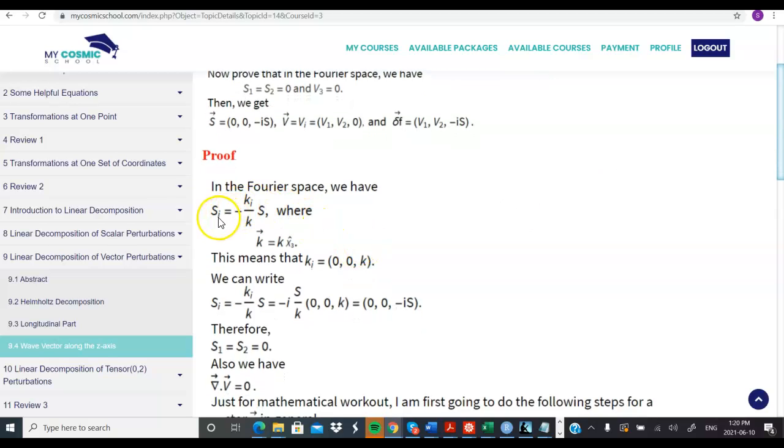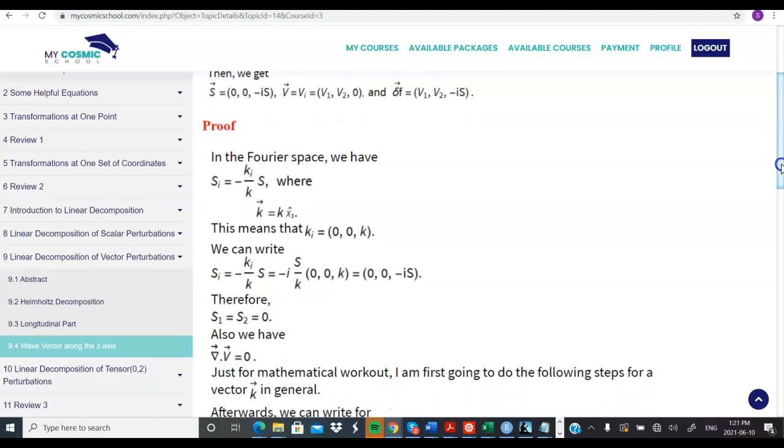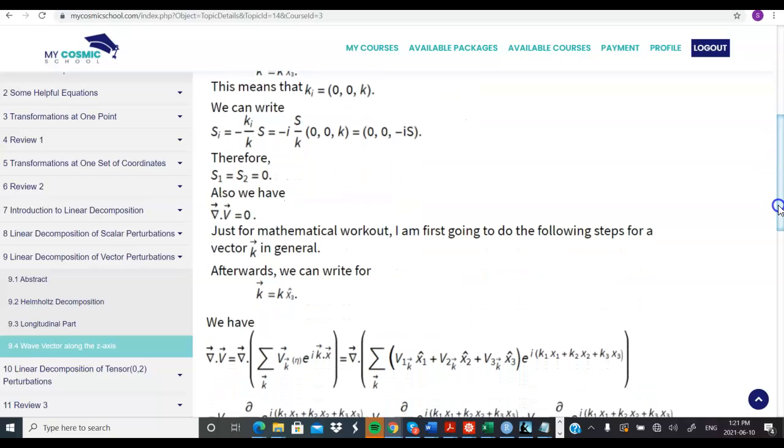We have seen this equation before in the last video, but now we are going to write k equal to k x3, where x3 means the z-axis. So you can write ki as 0, 0, k, and with straightforward mathematics, you can see that I can now write Si, which becomes 0, 0, minus iS. Nothing fancy, just plain mathematics.